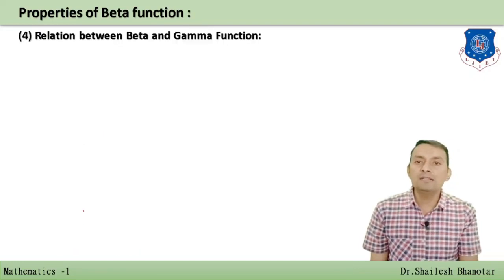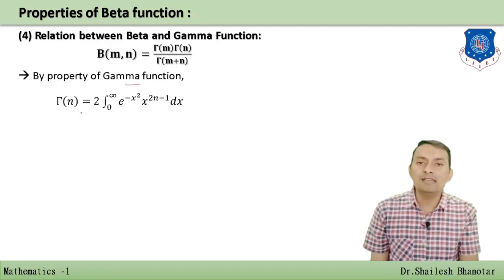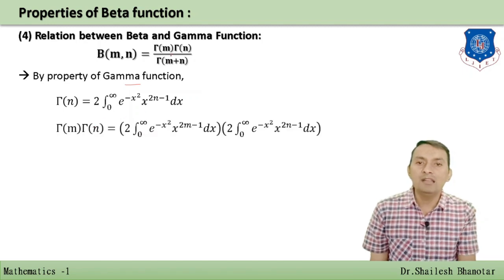Now we have another property, the relation between beta and gamma function. So beta(m,n) is equal to gamma m into gamma n divided by gamma of (m plus n). According to the property of the gamma function, I can write gamma n is equal to 2 times the integral from 0 to infinity of e raised to minus x square into x raised to 2n minus 1 dx. But now we need to start with this one.